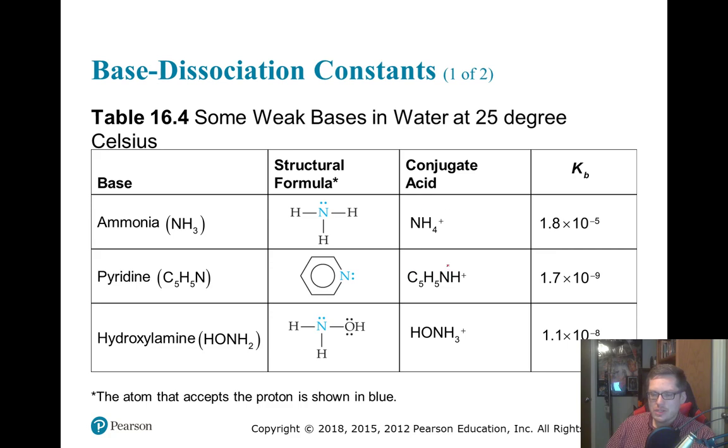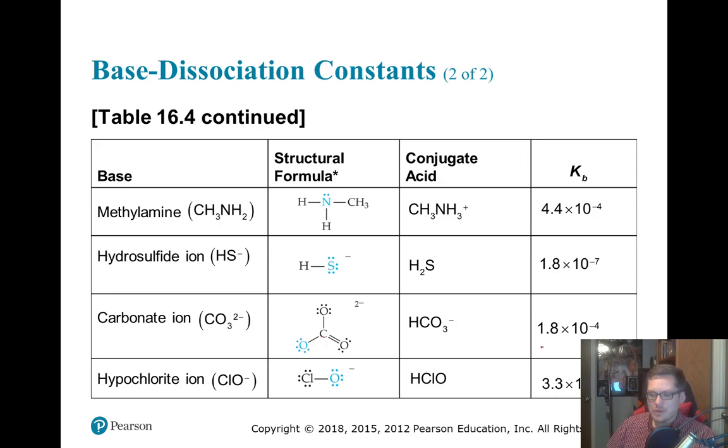Here's your conjugate acids. Essentially all you have to do is just add a hydrogen and then raise the charge by 1. If it was 0 before, neutral, you just add 1, becomes plus. Pretty easy. Here's some more Kbs. Here's hydrogen sulfide, becomes hydrosulfuric acid.